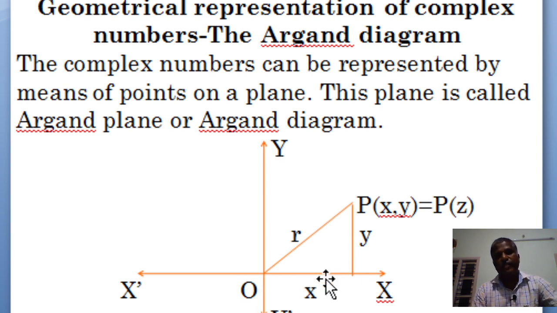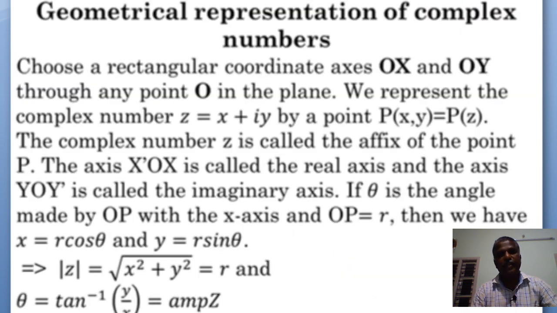Here also we can establish the relationship between Cartesian form and polar form by taking the length OP equal to r, and using the Cartesian coordinates x and y. OP makes an angle theta with the x-axis, so this is a right angle triangle. Using this triangle, we write x is equal to r cos theta and y is equal to r sin theta. By squaring and adding, we get mod z is equal to square root of x square plus y square, that is r, and theta is equal to tan inverse of y by x, that is the amplitude of z.